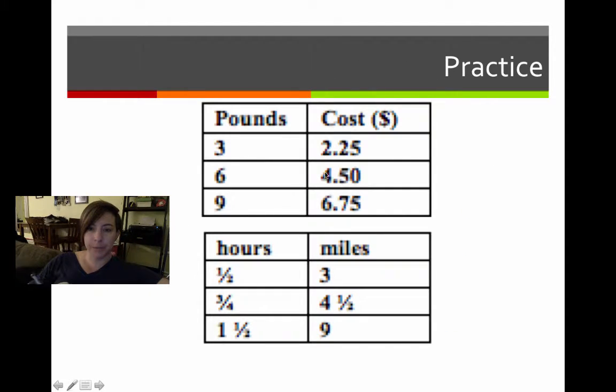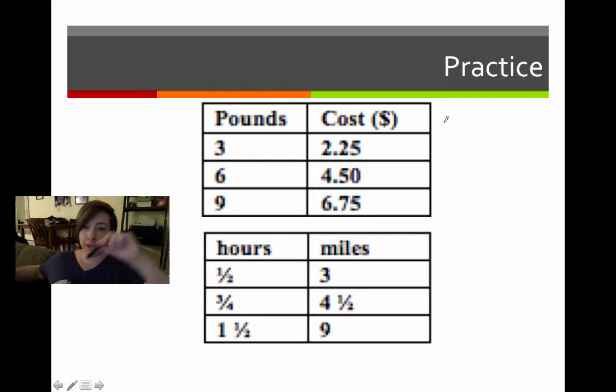For this one, it's a little bit different. It's a little bit more challenging because this one doesn't start off with 1, 2, 3. It goes 3, 6, 9. So you have to pay close attention. 3 times what is equal to $2.25? 6 times what is equal to $4.50? 9 times what is equal to $6.75?